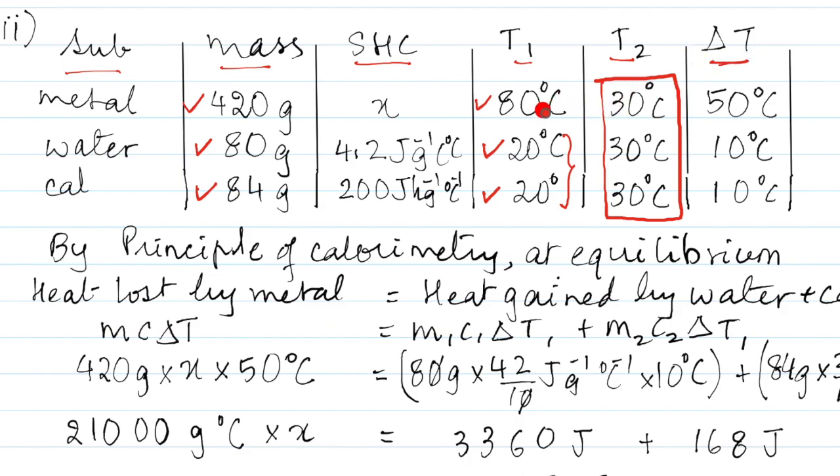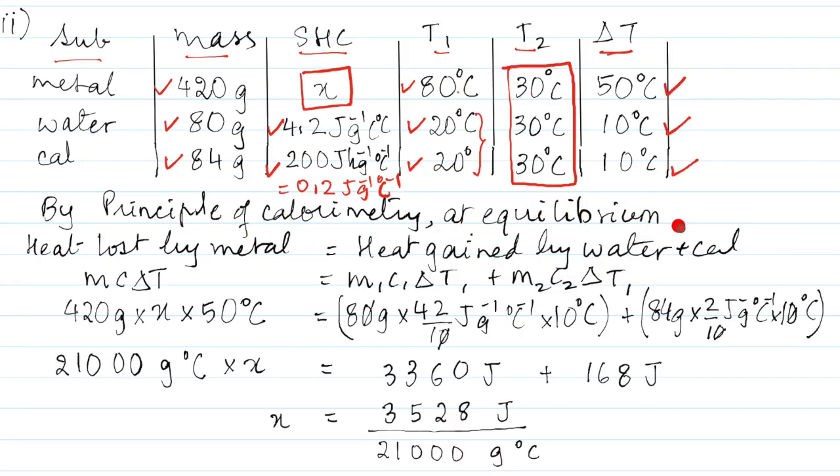So delta T will be 80 minus 30, 50 degrees for metal. Here it will be 30 minus 20, that is 10 degrees C for water. And here again for calorimeter, it will be 10 degrees C. I have written over here, we have to find X, that is the specific heat capacity of metal, and water, the SHC is given like so, and calorimeter the way it has been given. This of course means it is 0.2 joule per gram per degree C.